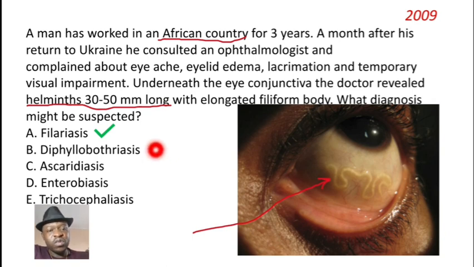Diphyllobothriasis, I told you about megaloblastic anemia, right? This one causes malabsorption of vitamin B12. Ascaris lumbricoides, larva migrans. I told you about its movement from the GIT via the hematogenous way to the lungs. Enterobius vermicularis, you know this one, perianal folds, usually in children. Trichocephalus trichiurus, no, this one is absolutely a different parasite. So here on the eye, it's only what? The filariae, right? Filariae is the answer. Loa loa.